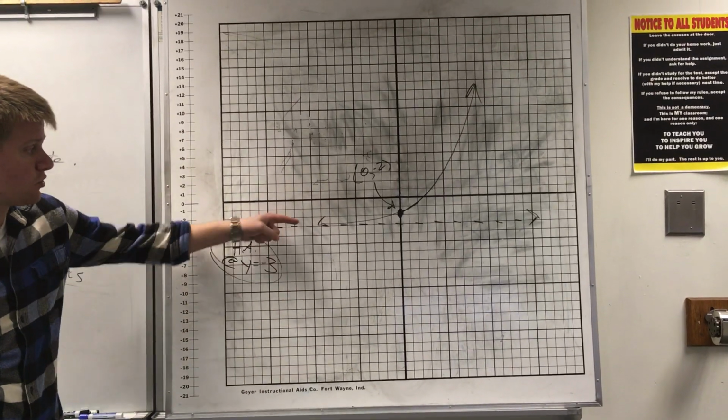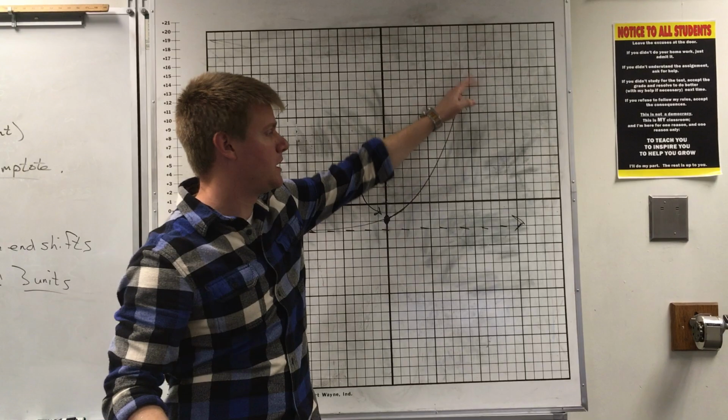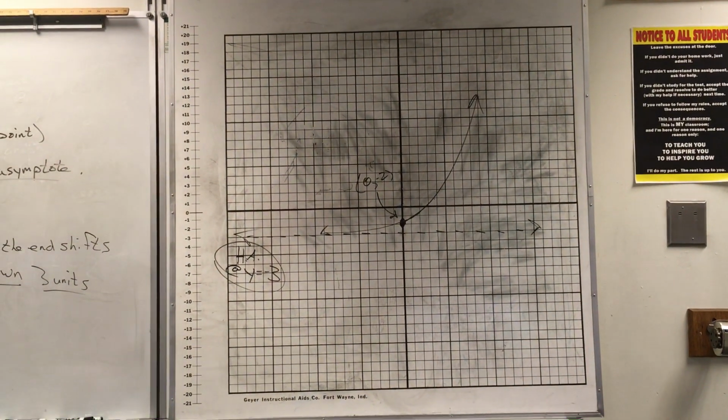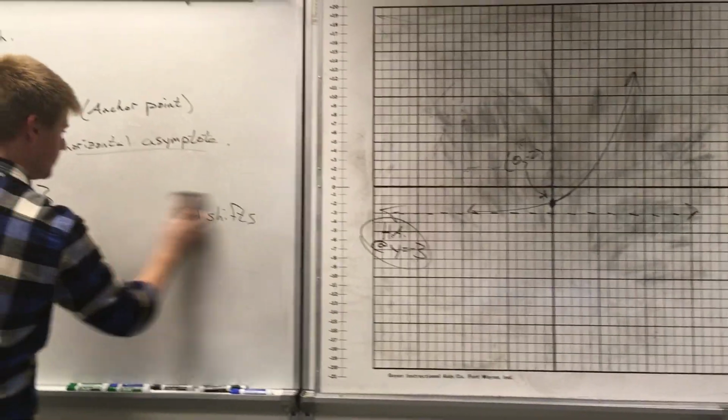There we go. Same general shape. Kind of flattens out toward the asymptote. Increases as we go up to the right there. Okay. Final one that we're going to do here.